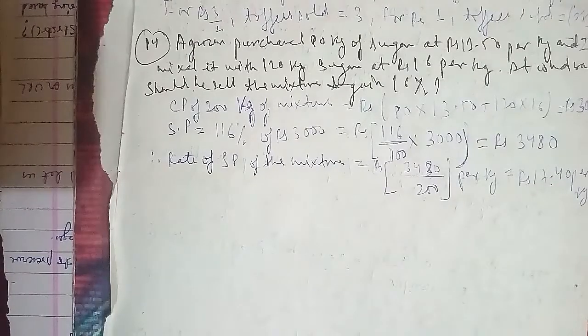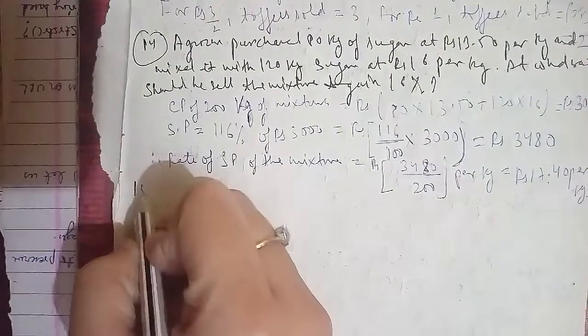The question is: pure ghee costs rupees 100 per kg, and after adulterating it with vegetable oil costing rupees 50 per kg, a shopkeeper sells the mixture at the rate of rupees 96 per kg, thereby making a profit of 20%. In what ratio does he mix the two here? So we'll find it out. That is the 15th question.